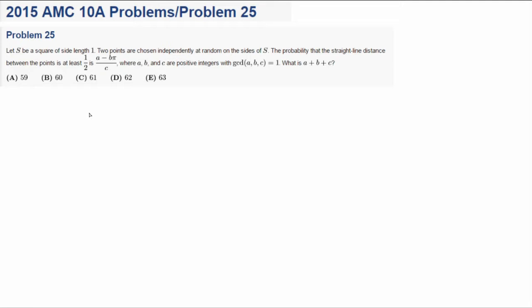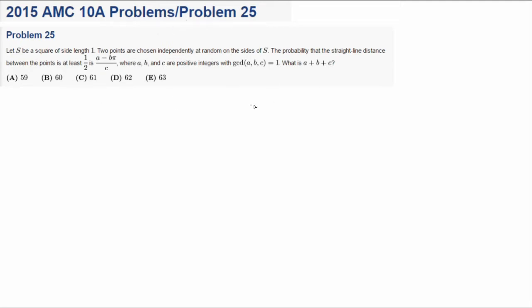So, let S be a square of side length 1. Two points are chosen independently at random on the sides of S. The probability that the straight line distance between the points is at least 1/2 is (A minus B pi)/C, where A, B, and C are positive integers with a greatest common divisor of 1. What is A plus B plus C? Okay.